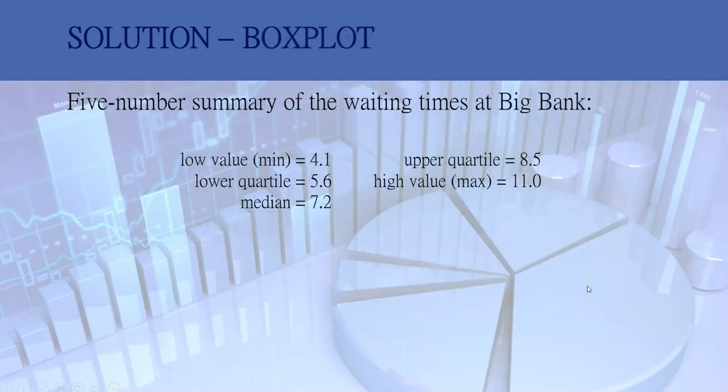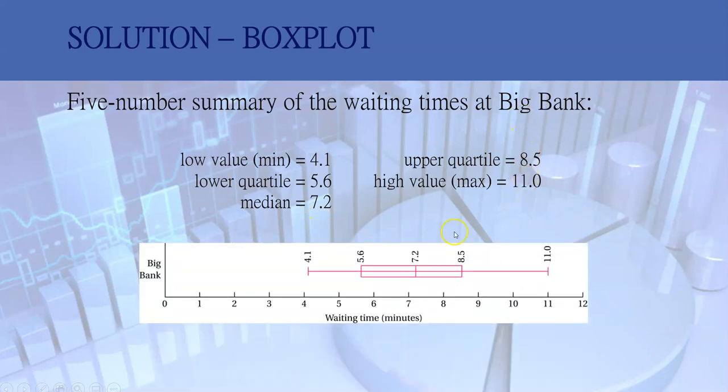From there, I'm going to put a line on my number line for each of these values. So I'll put a dash at 4.1, a little mark at 5.6, one at 7.2, one at 8.5, and one at 11. And then I box in the quartiles. So the lower, the median, and the upper get a box put around them. So there's my box plot. And these pieces extending out are called the whiskers. When you look at a box plot, the further spread out this is, the higher the variation is.